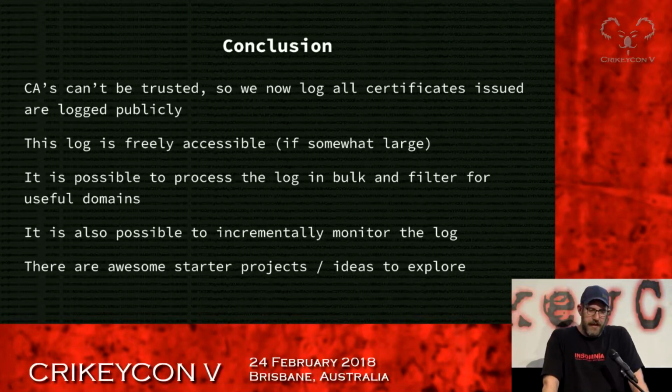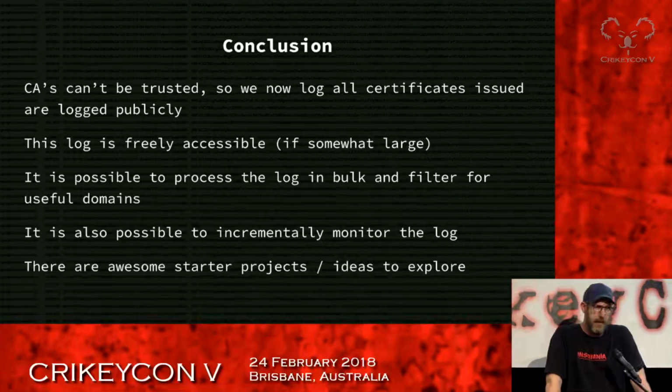yeah, so CAs can't be trusted, we know this. We've got dozens of incidents that show they can't be trusted, and certificate transparency really has opened that up to be publicly auditable. It is freely accessible. If you've got enough time and a little bit of patience and some Python, you can go download them all. You need a bit of disk and a bit of bandwidth.